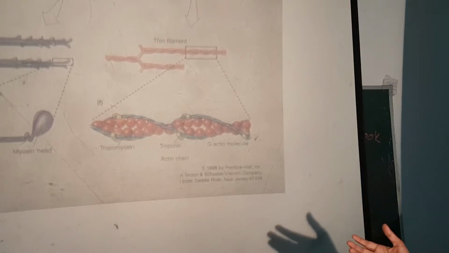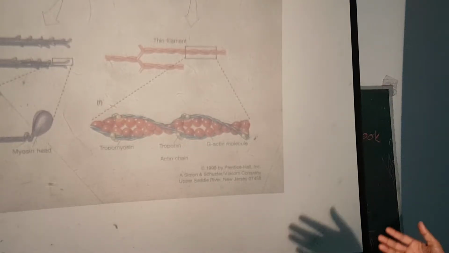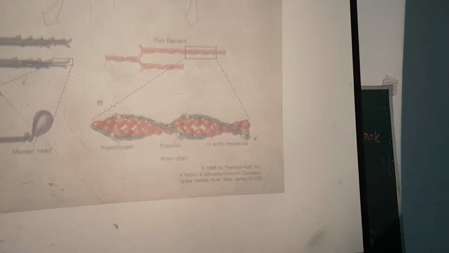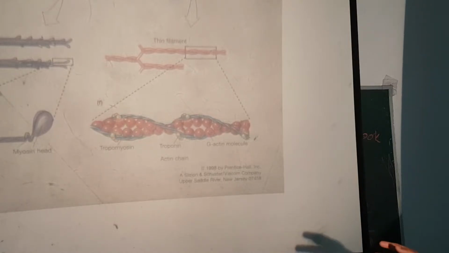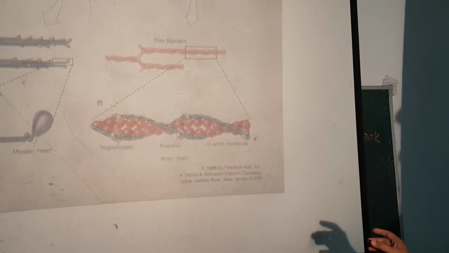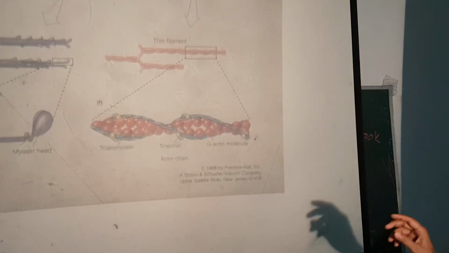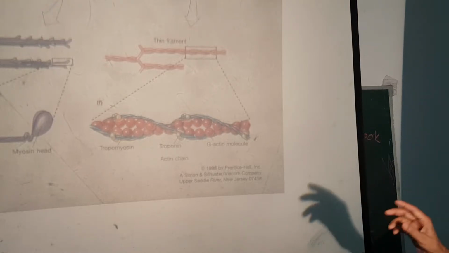These active sites are present in the actin filament at an interval of 2.7 nanometers. So 2.7 nanometers is the distance between two active sites on the actin filament. The molecular weight of the G-actin molecule is 42,000. This was about the actin protein.